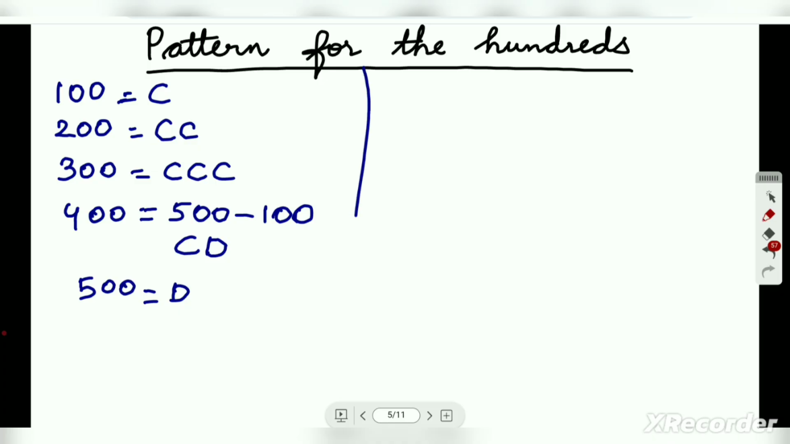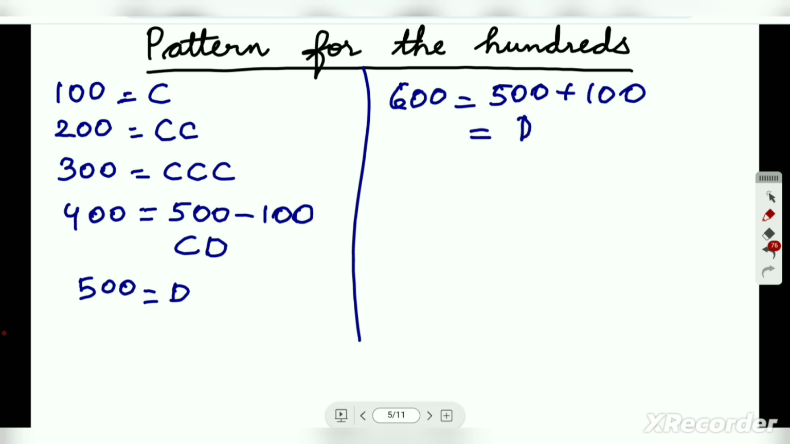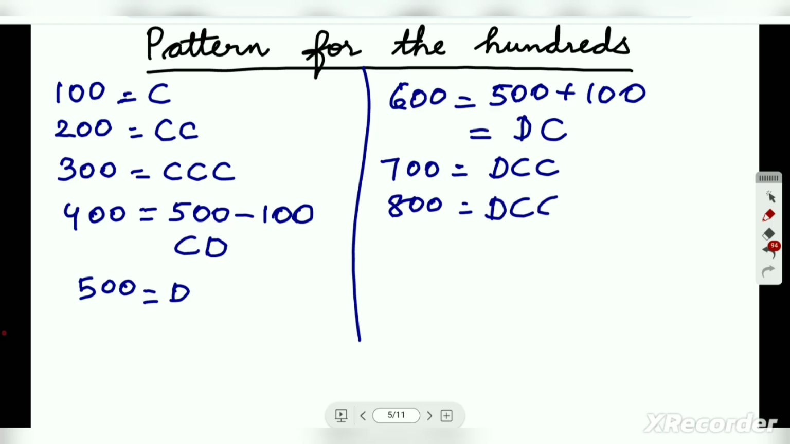Next, what is 600? 600 also uses the addition rule and we get it as 500 plus 100. So it is DC. Because you are adding, you are placing the smaller numeral after the bigger numeral. Correct? Similarly, 700. 500 plus 200, so it is DCC. 800, 500 plus 300, so it is DCCC.